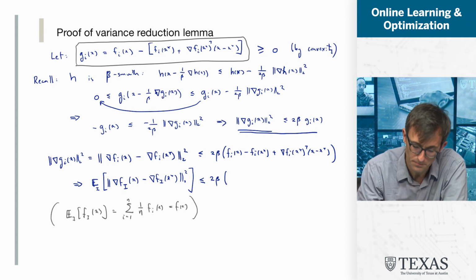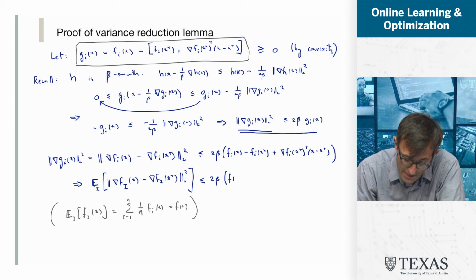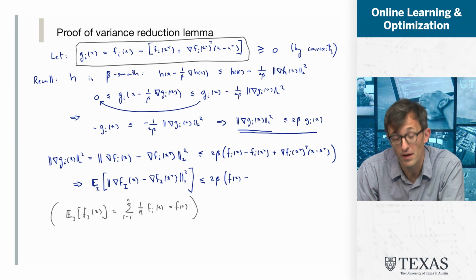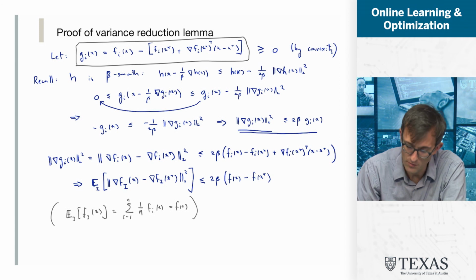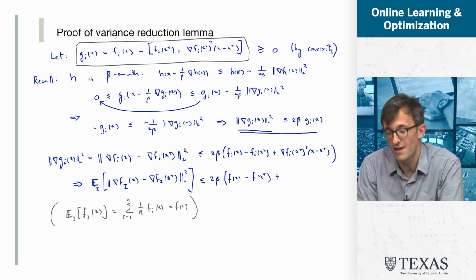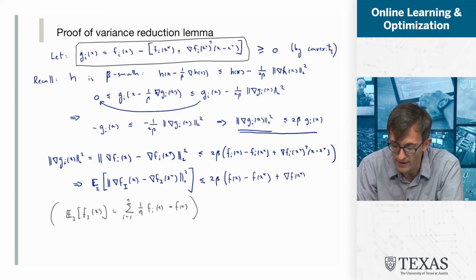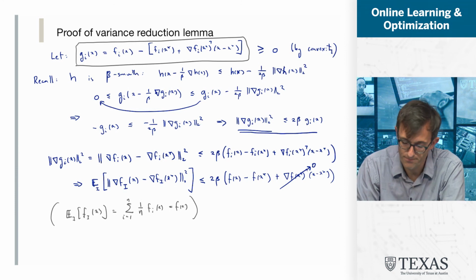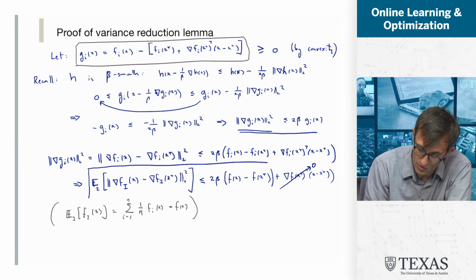So what happens here? Applying this, I have 2 beta times the expected value over I of f_i of x, that's just f of x, just what we computed, minus the expected value of f_i at x star. Similarly, this is just f of x star. And then what is the expected value of the gradient of f_i evaluated at x star? Well, it's the gradient of f evaluated at x star, which is equal to 0. So that goes away, and so we have exactly what we wanted to show.